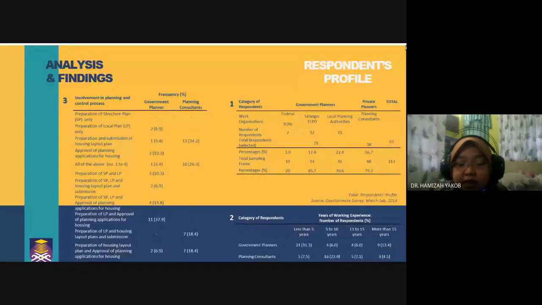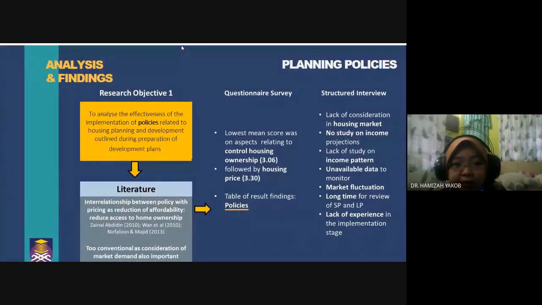Okay, this is the analysis and findings. For planning policy, which relates to research objective one, these are all the findings from the questionnaire survey and also structured interviews. For planning policy, the lowest mean score is in terms of housing ownership, followed by housing price. This is the policy that has been highlighted in terms of its effectiveness.